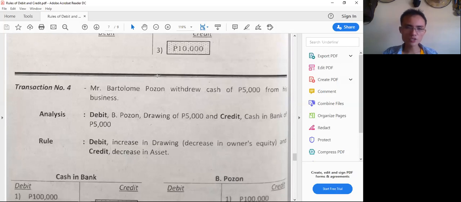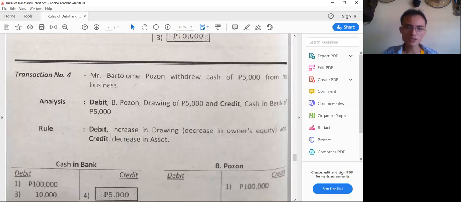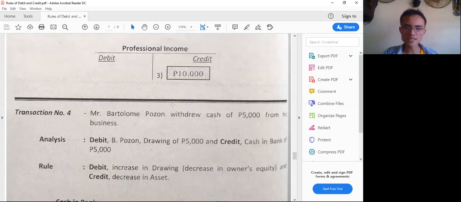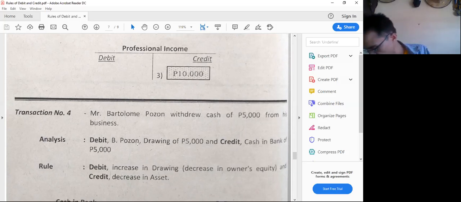Another one is transaction number 4. Mr. Bartolome Pozon withdrew cash of 5,000 pesos from his business. So when we analyze again, we think on the side of the business. When the owner withdraws money from the business, what was the amount received by the business? It's the drawing, the withdrawal of the owner. Therefore, we debit B. Puzon, drawing. So this is how you are going to place the account title for drawing.